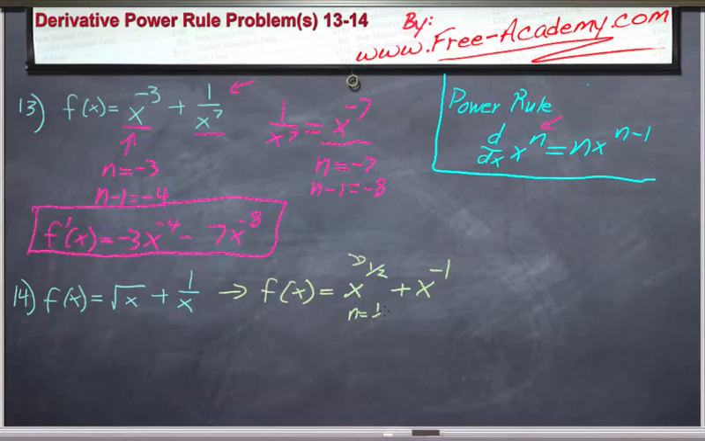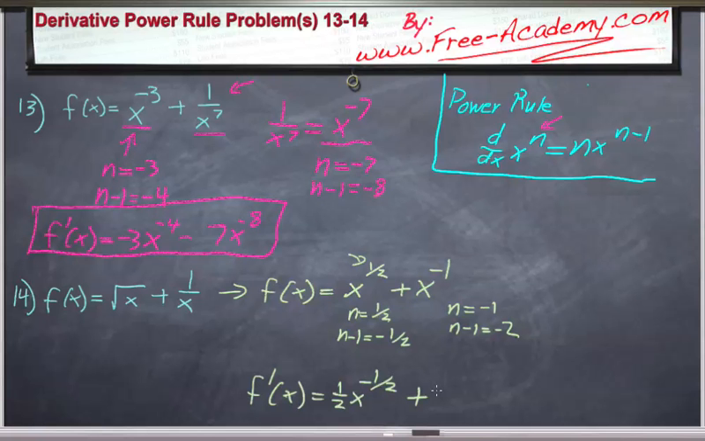So now we'll find n is equal to 1/2. n minus 1 is equal to negative 1/2. And then for the second part, n is equal to negative 1, and n minus 1 is equal to negative 2. So to find the derivative, f prime of x is equal to n x to the n minus 1 power. And then for the second part, it's n x to the n minus 1 power.